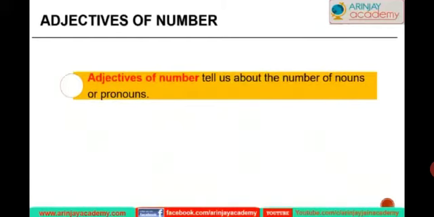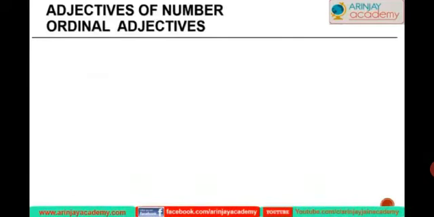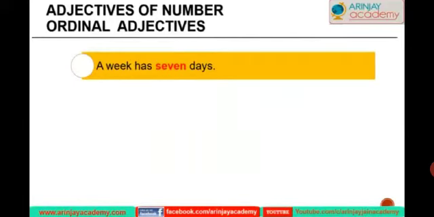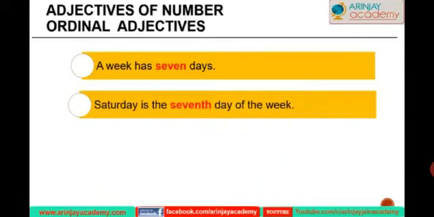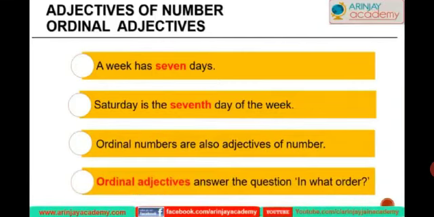Now, you can see adjectives of number tell us about the number of nouns or pronouns. They are used with countable nouns. A week has 7 days. Saturday is the 7th day of the week. These are ordinal numbers, which we get from a number. They are also used as adjectives of number. Ordinal numbers answer the question in what order it is.